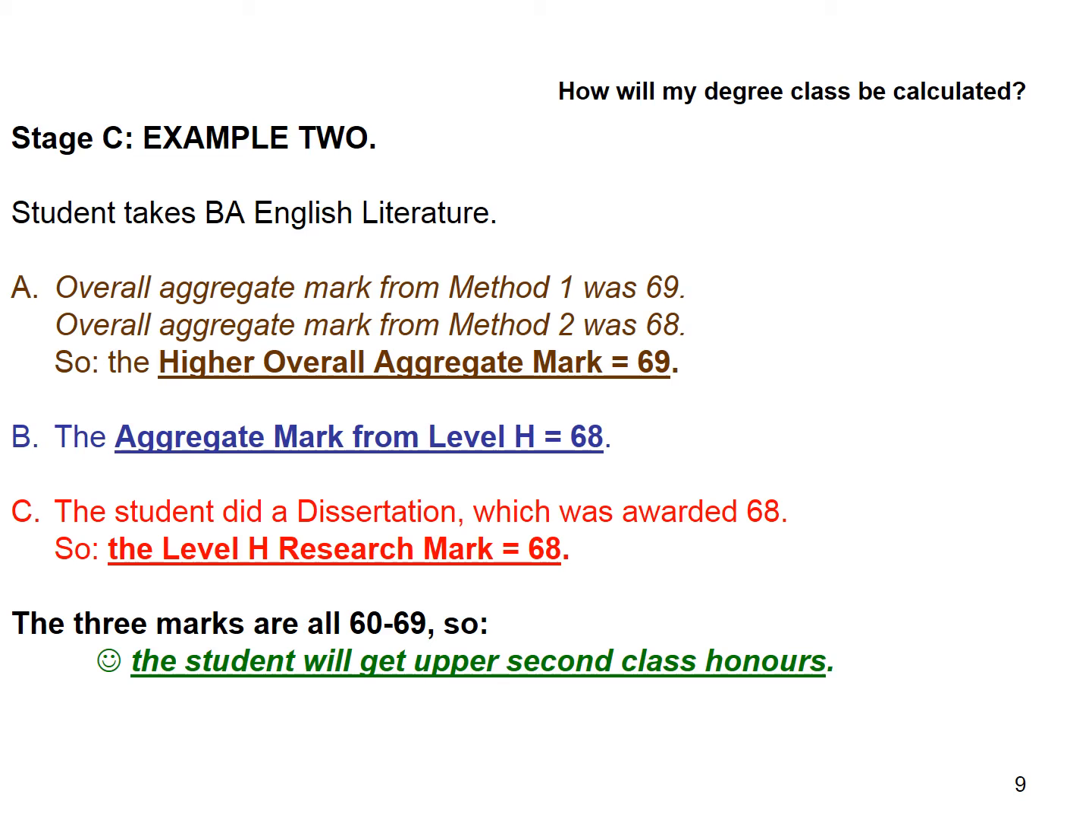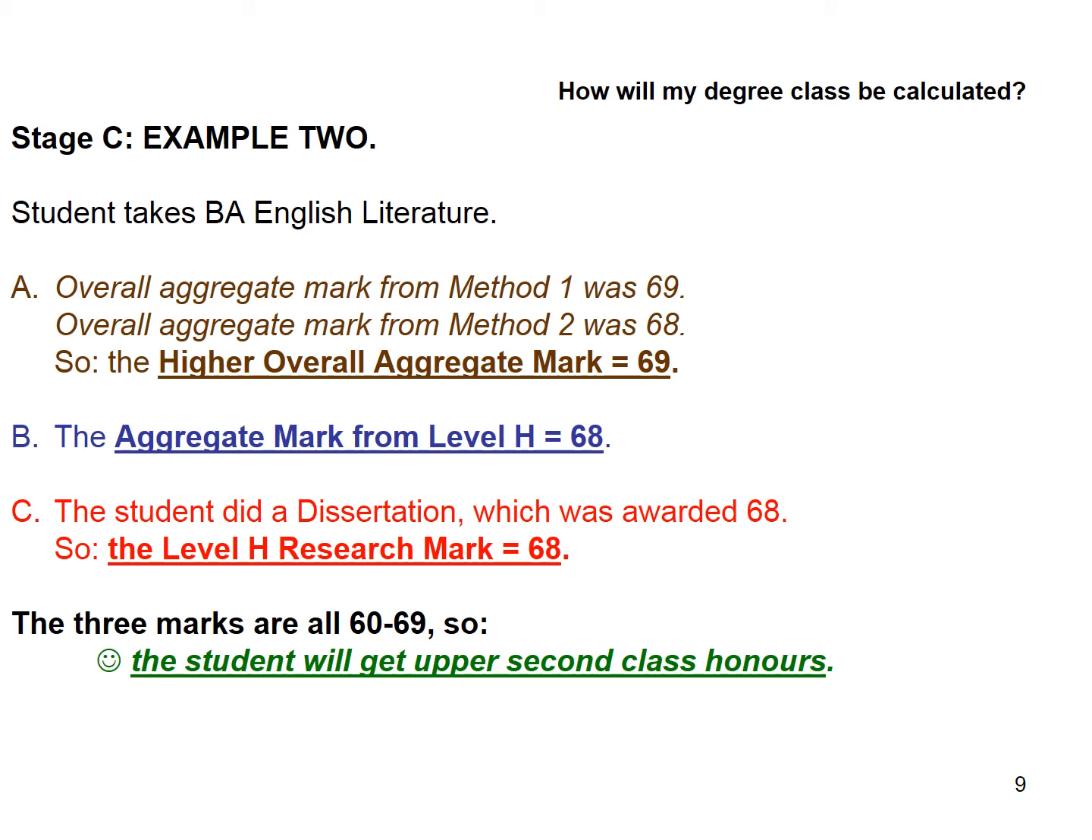Second example, student taking English literature. So we've got the 2 overall aggregate marks. This time the first method gave 69, the second method gave 68. So we select 69 as the higher overall aggregate mark. The student got 68 as the aggregate mark from level H.